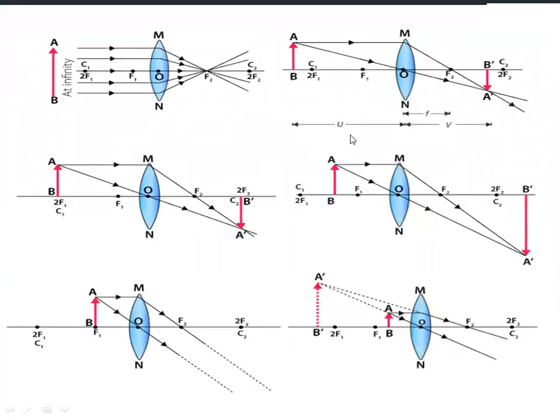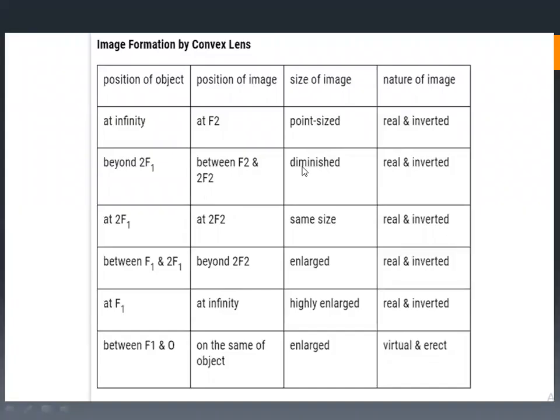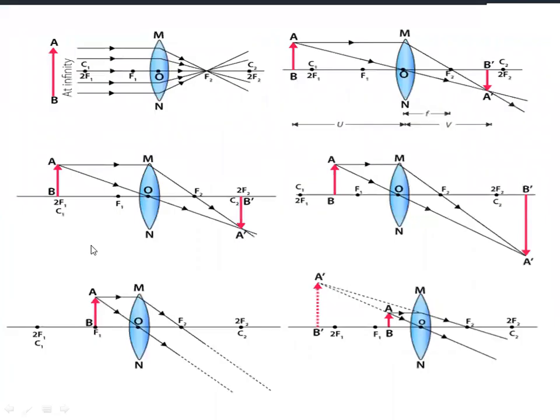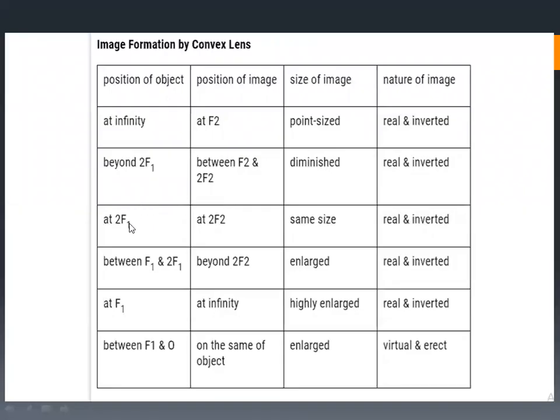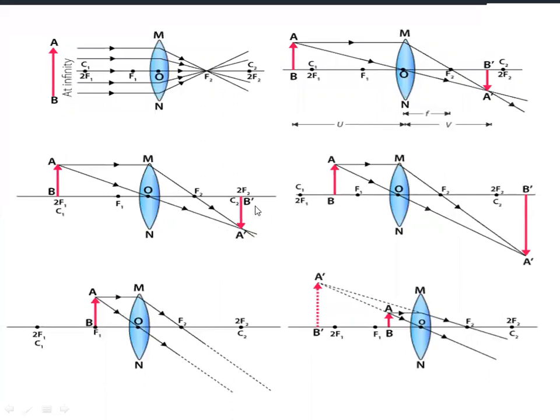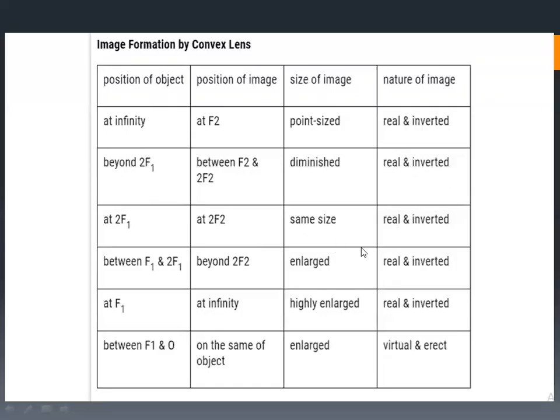And in the second diagram, the object is kept beyond 2F1, the image is captured between F2 and 2F2. Can you see here? Beyond 2F1, between F2 and 2F2. It is a diminished image, real and inverted. Next one, object is kept at 2F1, image is formed at 2F2. Same size, real and inverted.